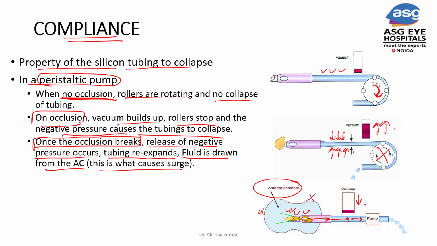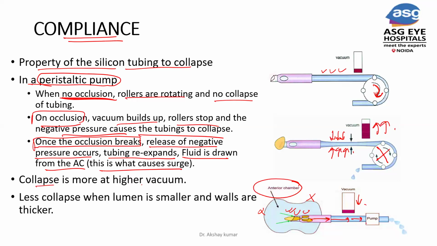And this is what is called a surge. So collapse is more at the higher vacuum, less collapse when the lumen is smaller and walls are thicker.